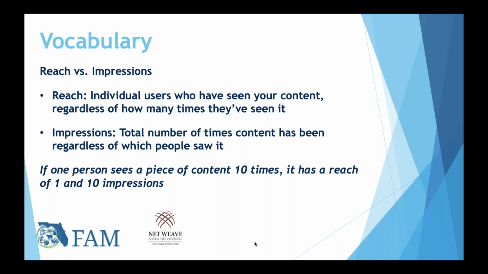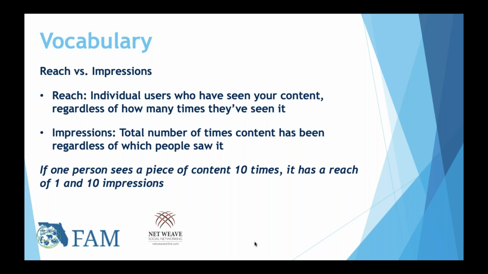So if I see a piece of content one time or 10 times, that would be a reach of 1, but 10 impressions. Does that make sense? So impressions are the total amount of times it's been seen. Reach is the number of people who've seen it. If you take impressions and divide it by reach, you'll get the average number of times a piece of content is seen by one of your fans.